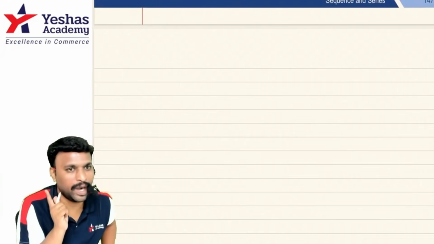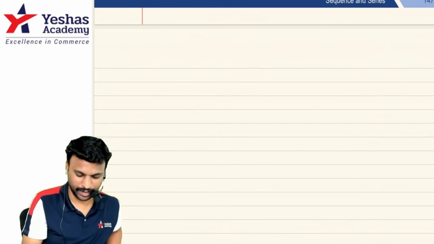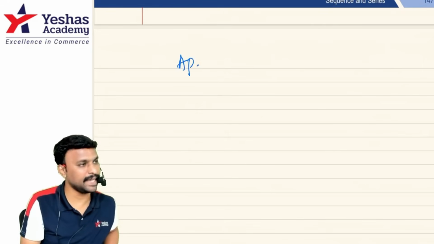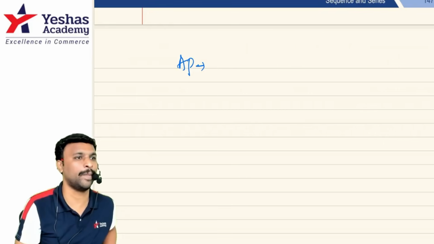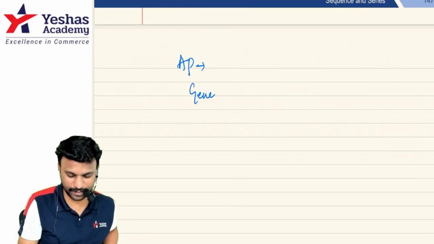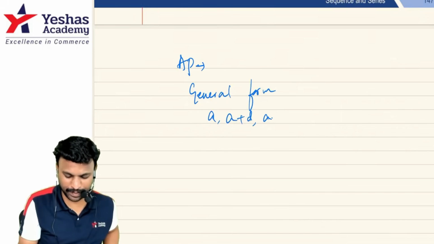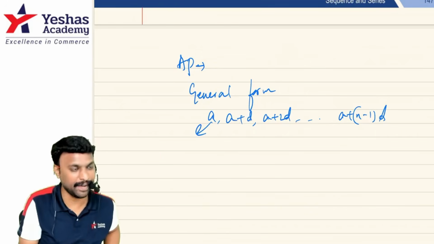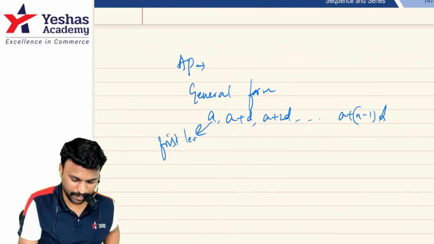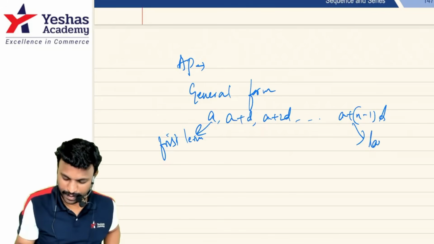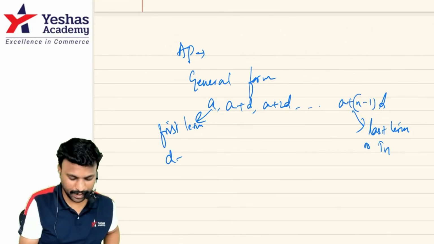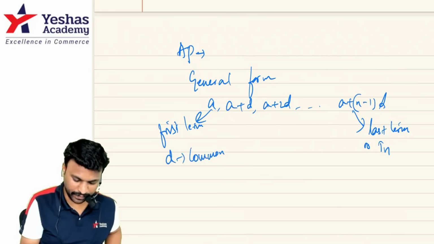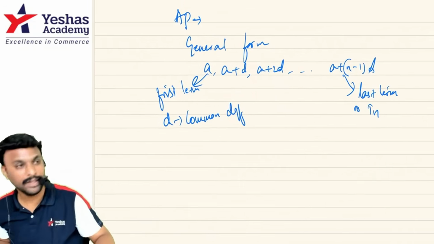Each type, I'm going to give you one example on each. First of all, what is an AP, guys? A sequence having a common difference. What is the general form of an AP? a, a plus d, a plus 2d, and so on, a plus (n minus 1) into d. What's a? First term. What's this? Last term or Tn. And what is the common difference?